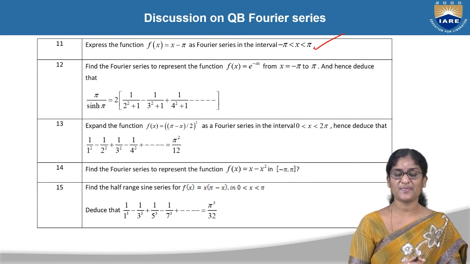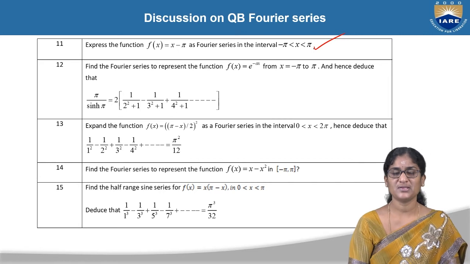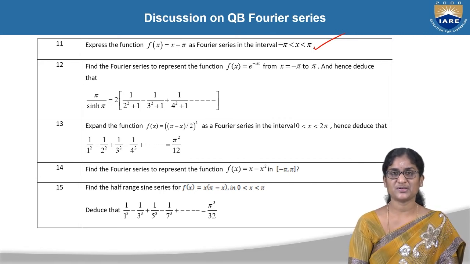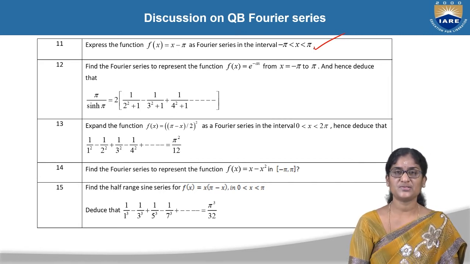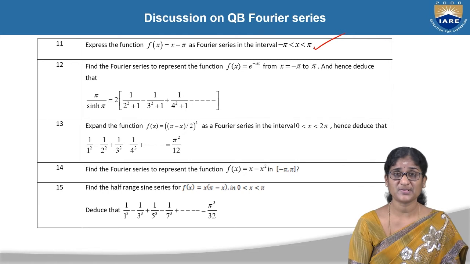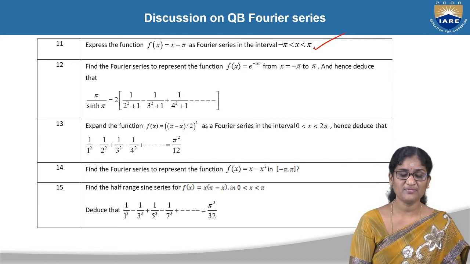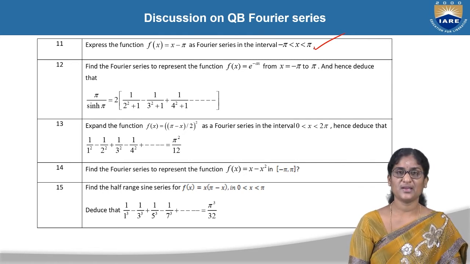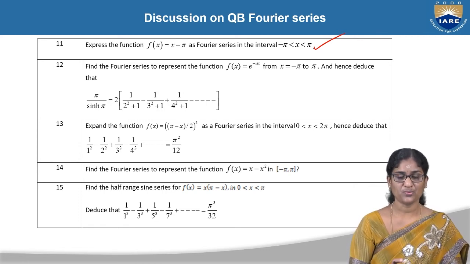What is the function? e power minus x. Then what is the interval? Minus pi to pi. So, as usual, we need to find the Euler's formulas and substitute in the Fourier expansion. After getting the expansion, we need to assume the values of x to get the deduction. The assumption is completely based on the type of deduction that has been asked. We have to assume what value of the angle has to be substituted in order to get this type of deduction. So we can easily guess that after getting the expansion.